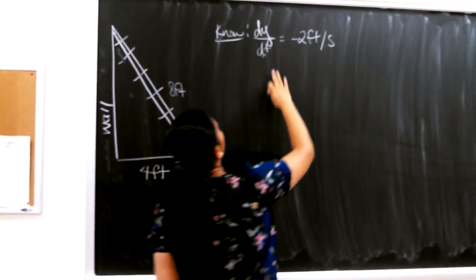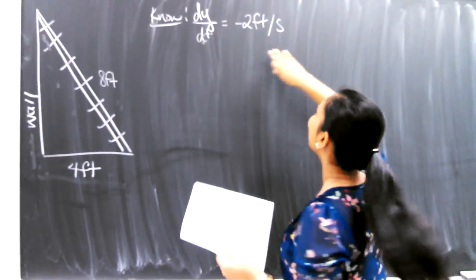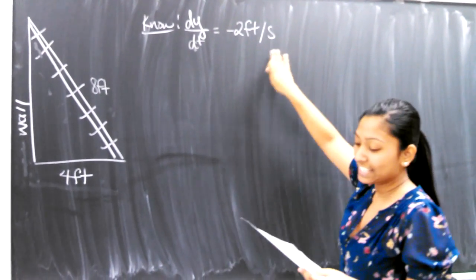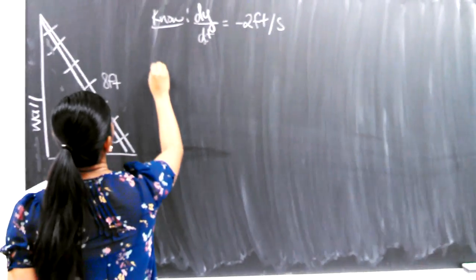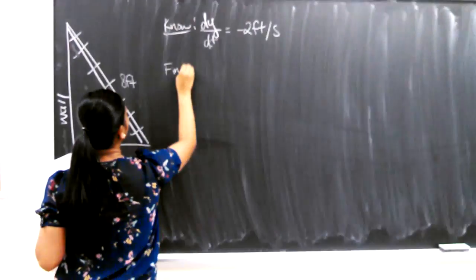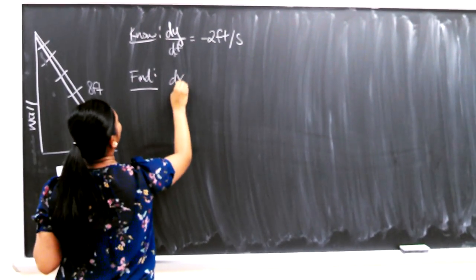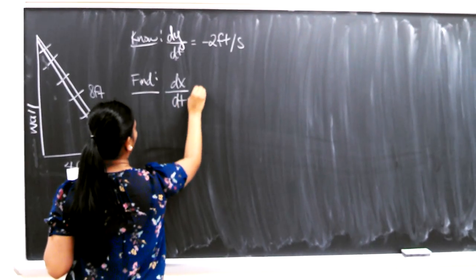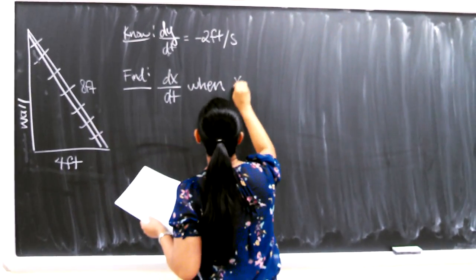So what we know is that the rate of y over time is negative 2 feet per second. It's negative because it's moving down. So what we want to find is dx over dt when x is equal to 4.